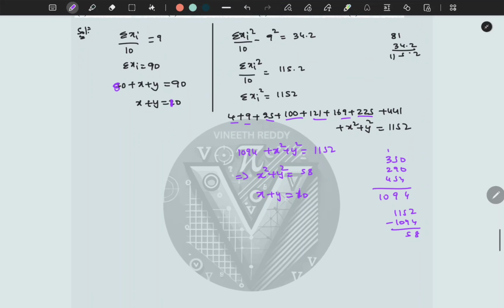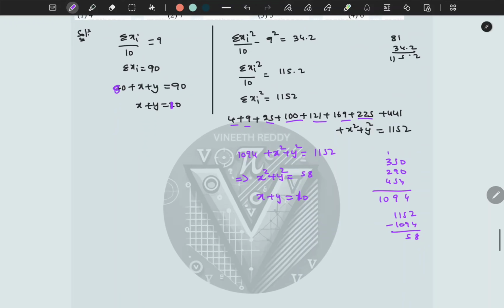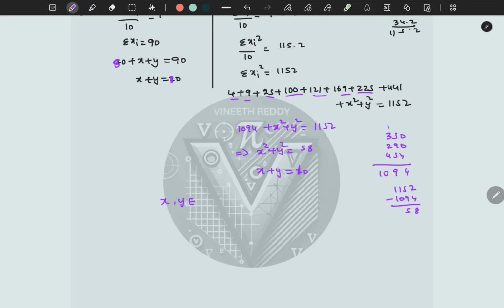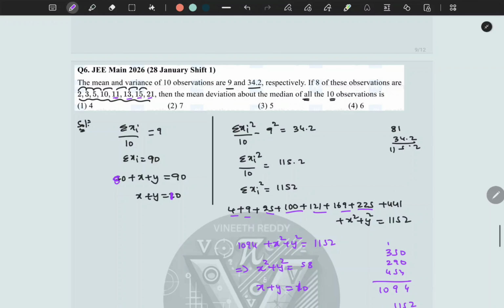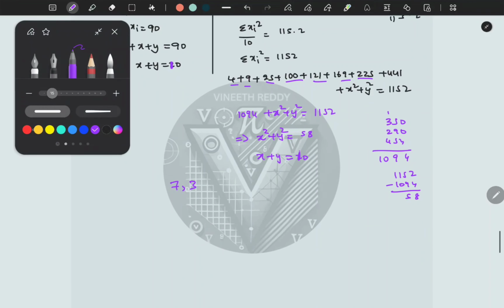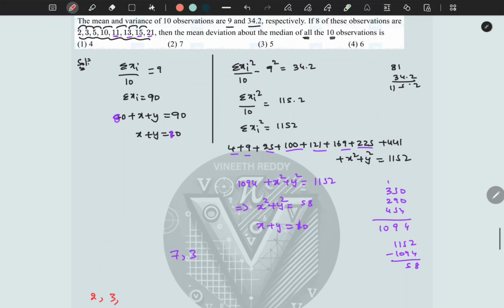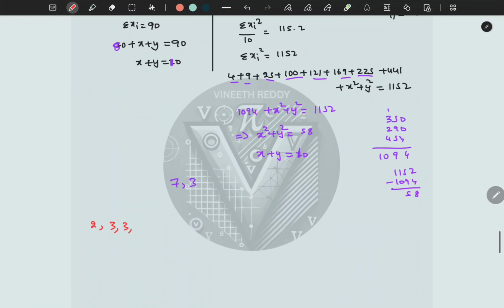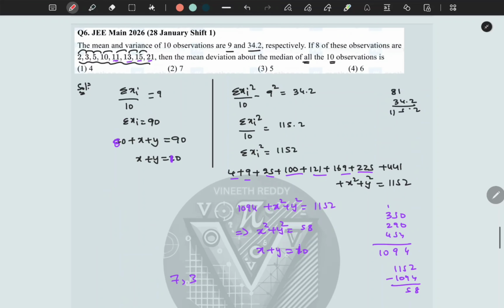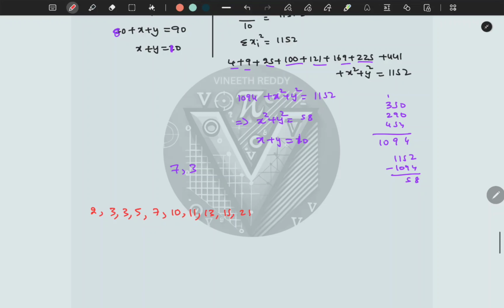Now I think we can easily calculate this. Should x and y be 7 and 3? Is that correct? 7 plus 3 is 10. 7 square is 49, 49 plus 9 is 58, perfect. So one of the numbers will be 7 comma 3, I think, right? Correct. So the two numbers will be 7 comma 3. Mean deviation about the median of all the 10 observations is. So we have to write down the numbers. The new list will be 2, 3, then we have one more 3, and then we have 5, then we have 7, then we have 10, 11, 13, 15, 21. Do we have 10 numbers? 1 2 3 4 5 6 7 8 9 10.